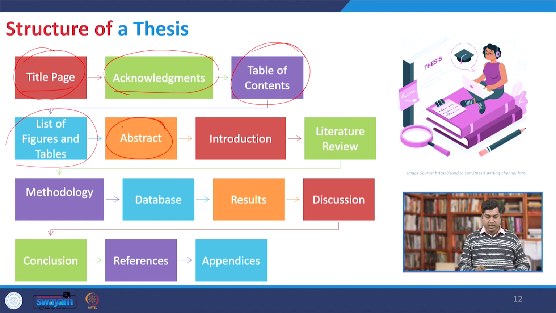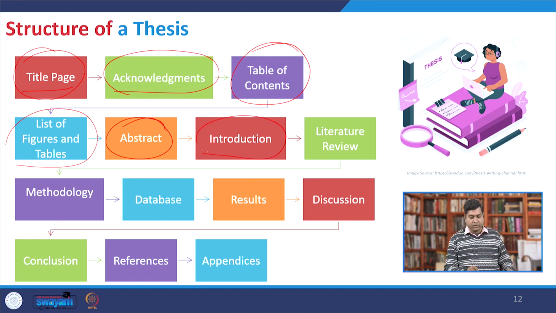Then you need to make an abstract. Normally it is one page, or sometimes it may go to two pages for a PhD thesis, where you can give the synopsis of your entire work in very limited words: what the background is, what your objective was, how you achieved the objective, what the critical findings are, what the limitation is, and then finally what you are contributing to the existing research.